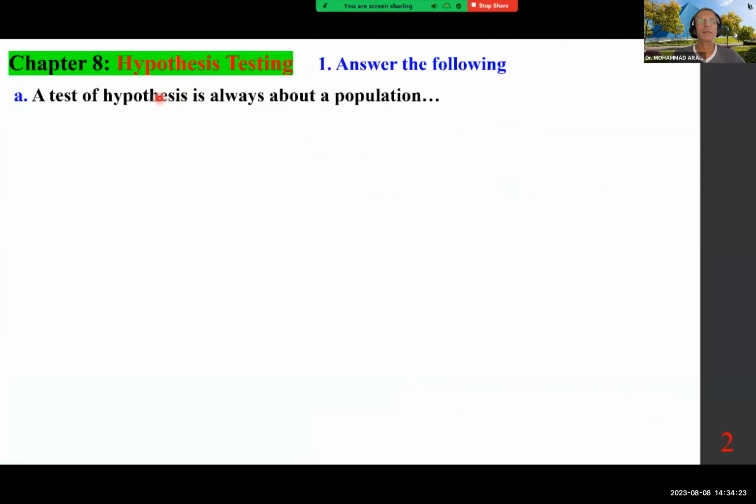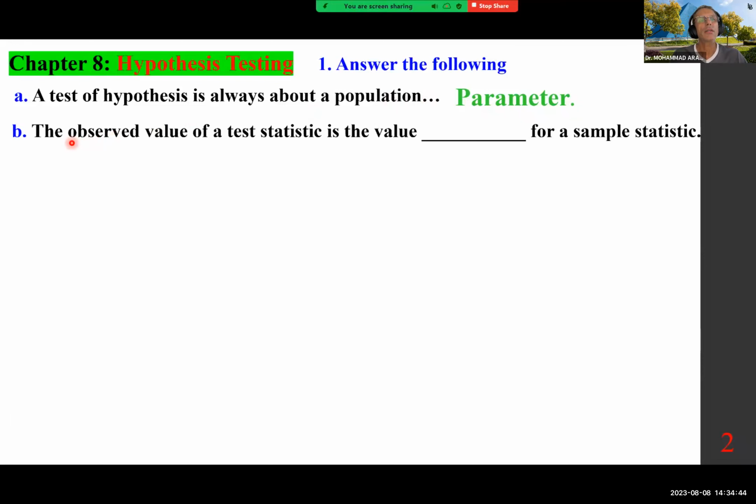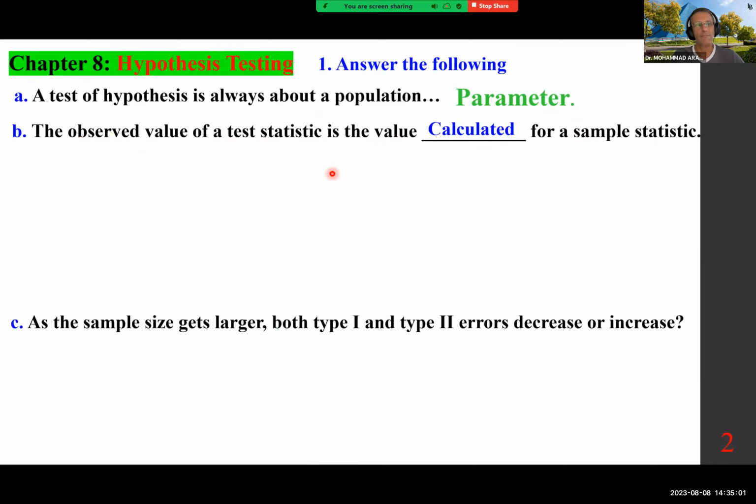So let's look at some basics of hypothesis testing. A test of hypothesis is always about a population parameter. We are always interested in information about the population, not a sample. The observed value of a test statistic is the value that we calculate for a sample statistic. Meaning we have a formula and we calculate this.